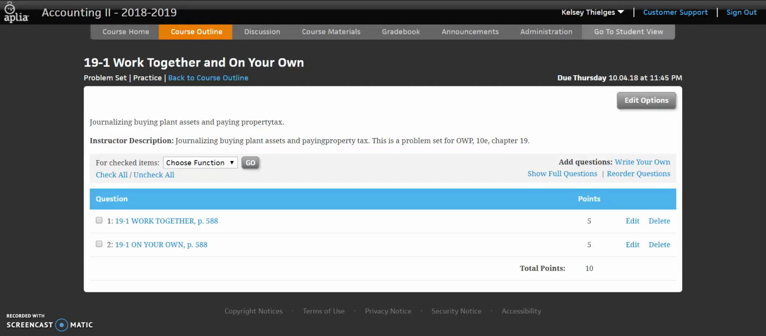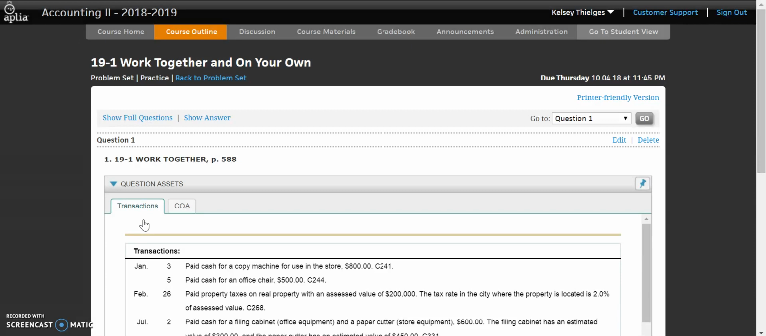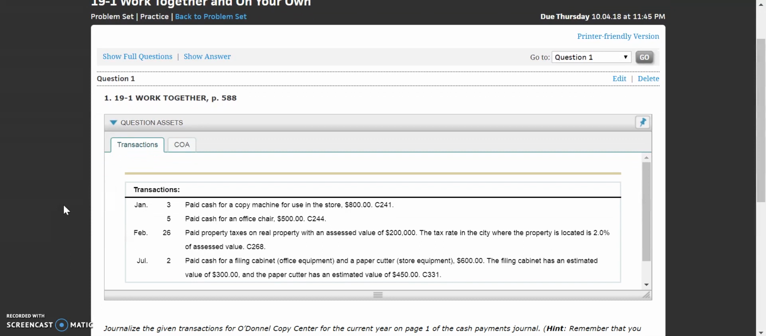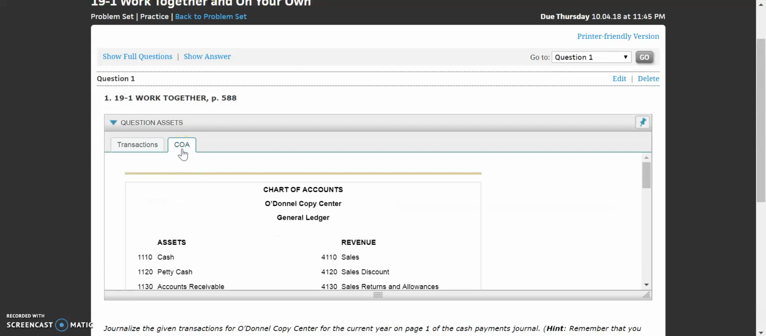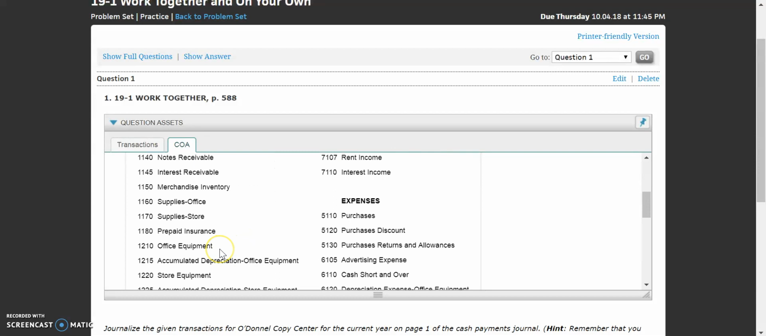Okay, let's go ahead and open our 19.1 work together, which is for our buying of plant assets as well as paying some property taxes. So we have 4 transactions here happening in January, February, and July of the current year. Notice that we also have our chart of accounts, which we may need to try to determine what plant asset accounts these are going into. Notice that the only plant assets we have are an office equipment and a store equipment.